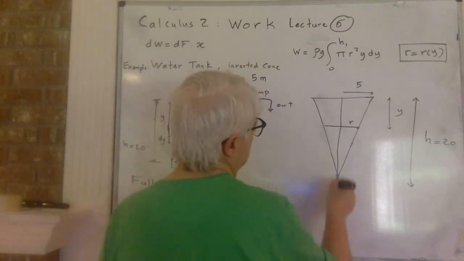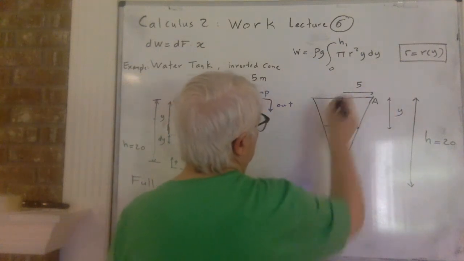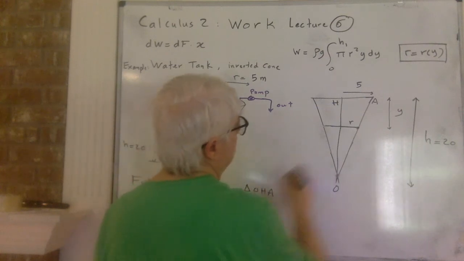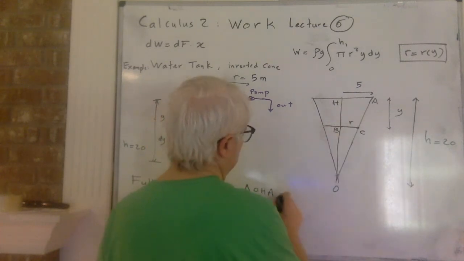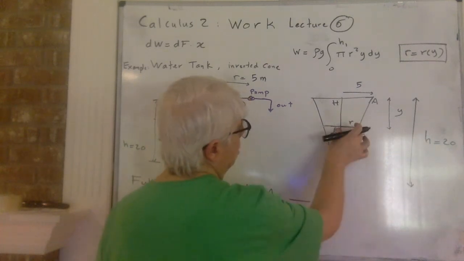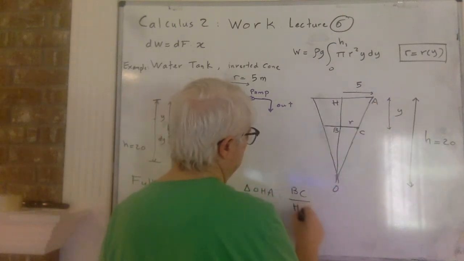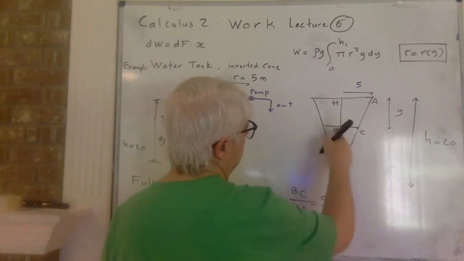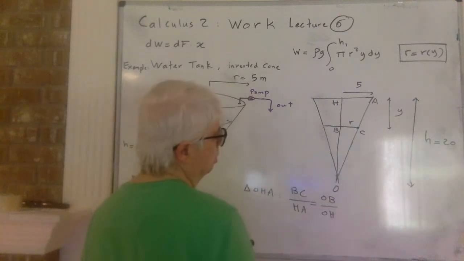Now let's look at this triangle OHA. Let's write this A, say B and C here. I have BC over HA equals OB over OH. Right? There is similarity of triangles, high school geometry.